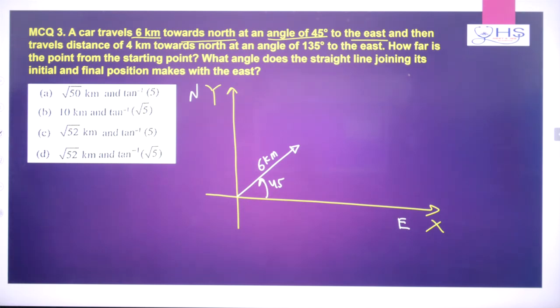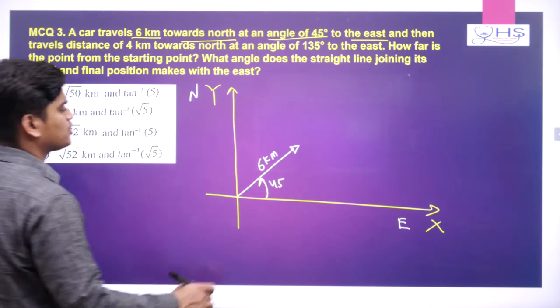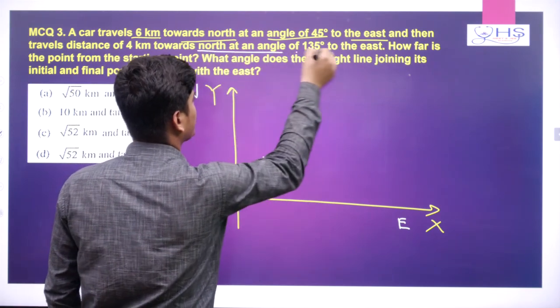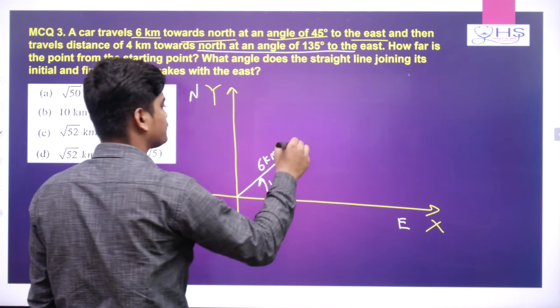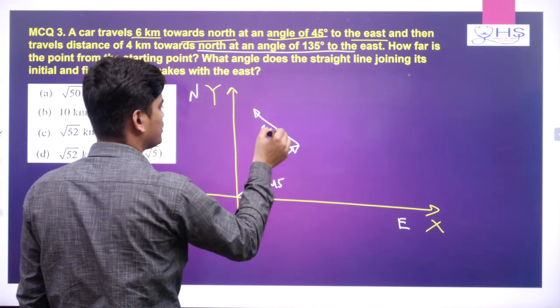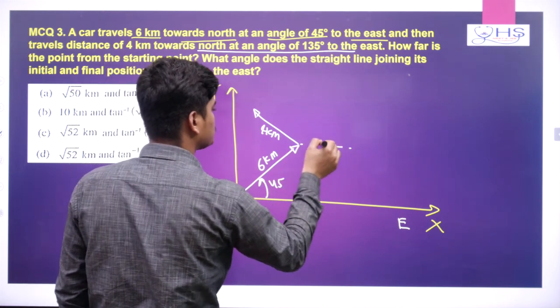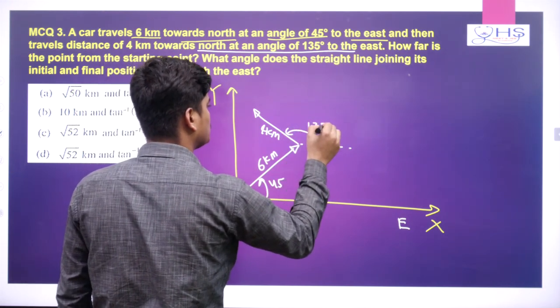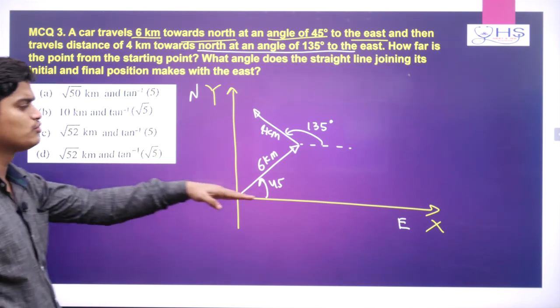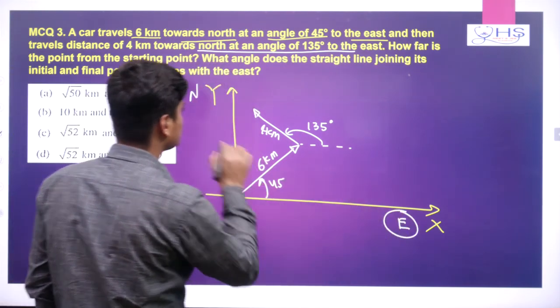Now it travels a distance of 4 km towards north. Again traveling 4 km towards north at an angle of how much? 135 degrees. That means from here it is making 4 km distance with an angle of 135 degrees. Okay, so understand, because it is telling everything is making towards the east. So this is the east direction, this is the north direction.